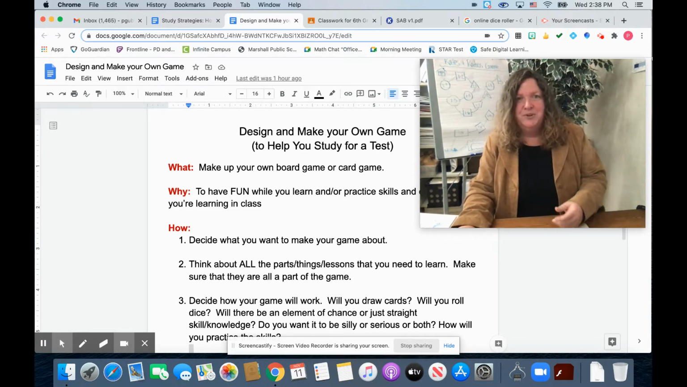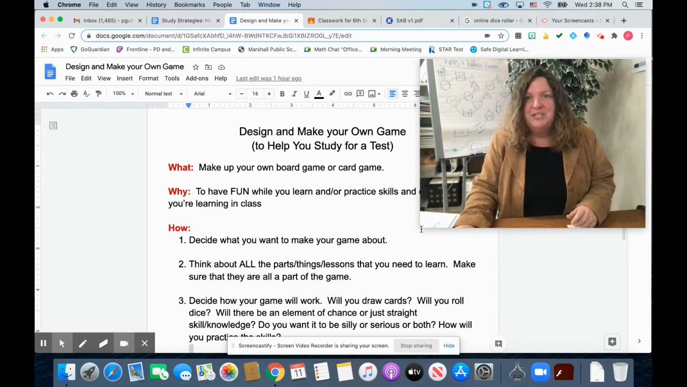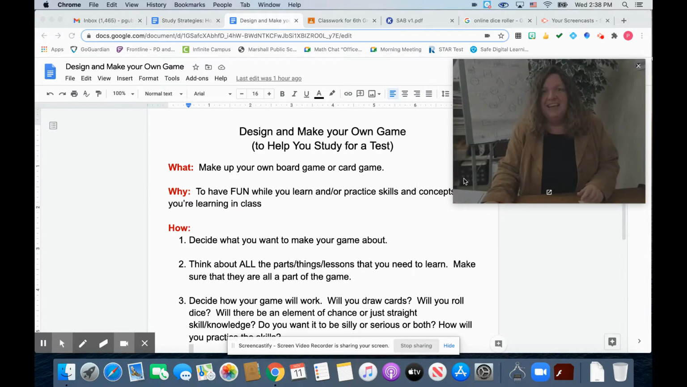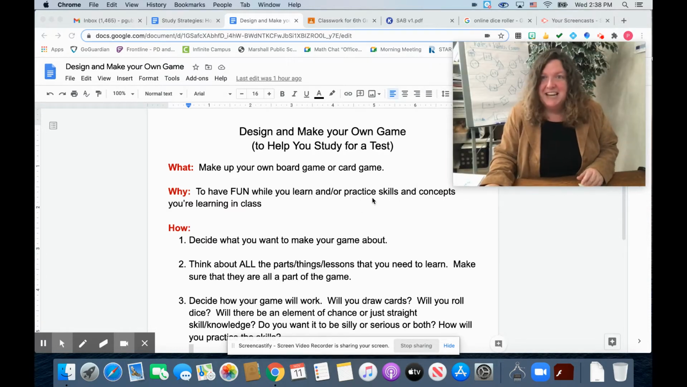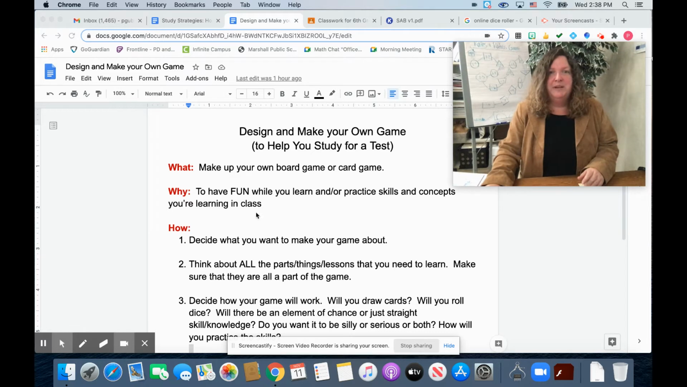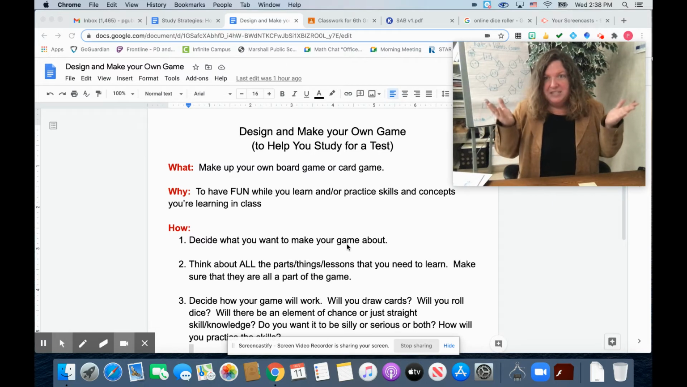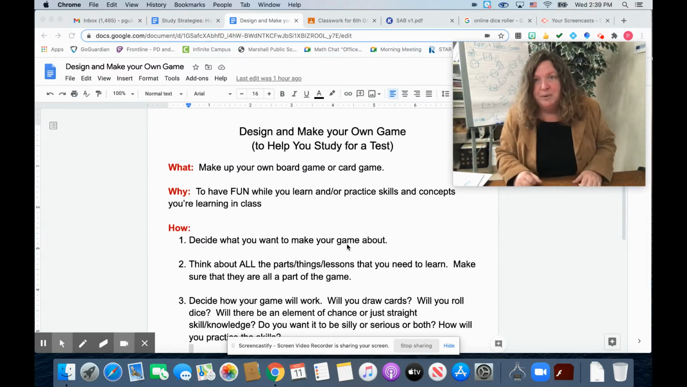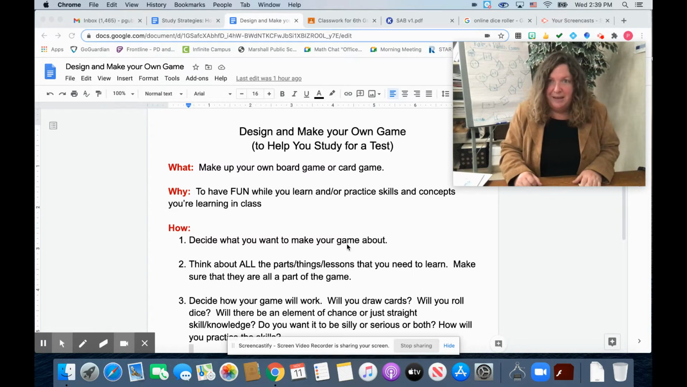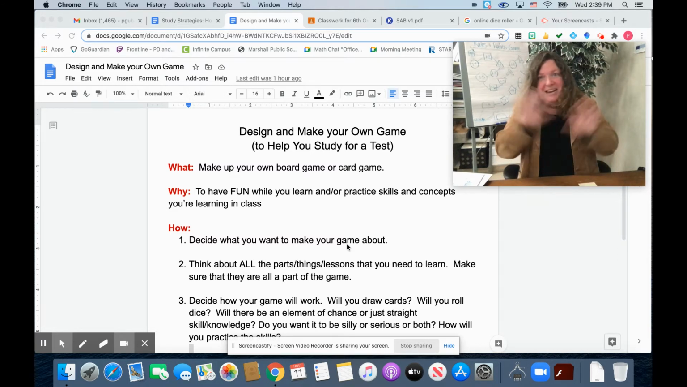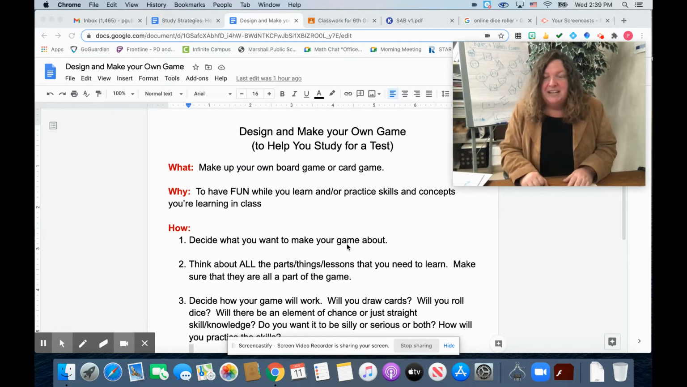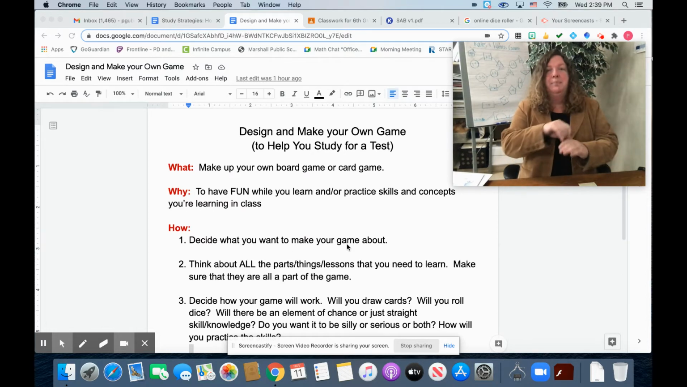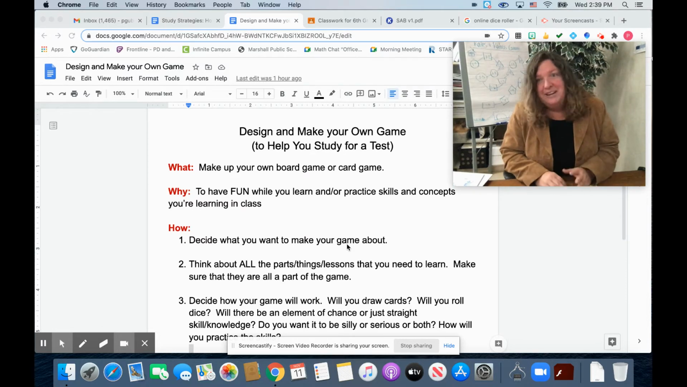You can make a card game too. Why? We want to do it so we can have fun and practice the skills and concepts that we're learning in class. How are we going to do it? Well, first of all, we have to design what to make our game board about. Since we're having a math test coming up, Unit 1, about ratios and proportions, that's what we need our game to be about. But this can work for anything you want to learn, anything you want to study, not just in 6th grade, but throughout your whole career and even your whole life.